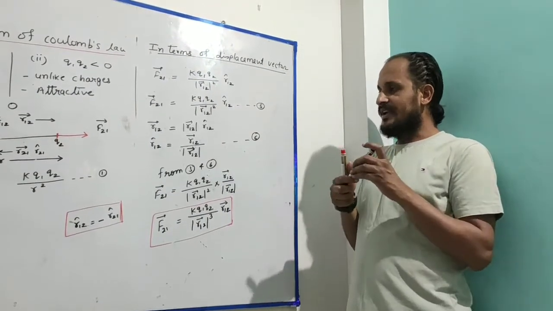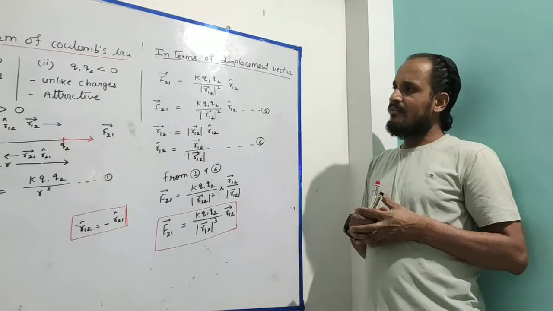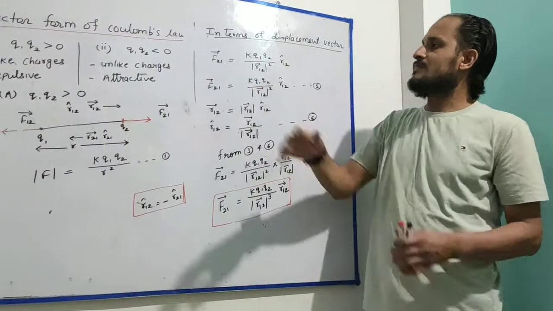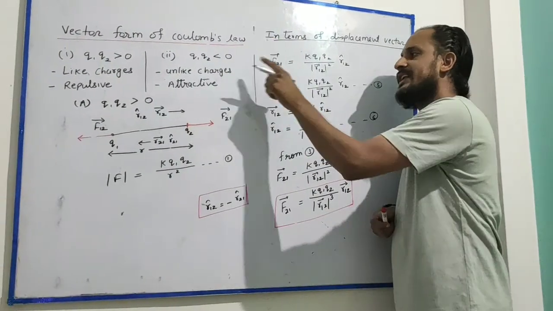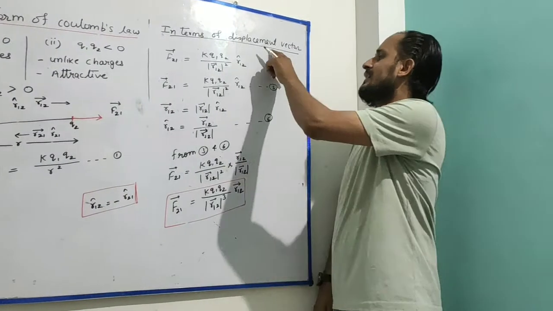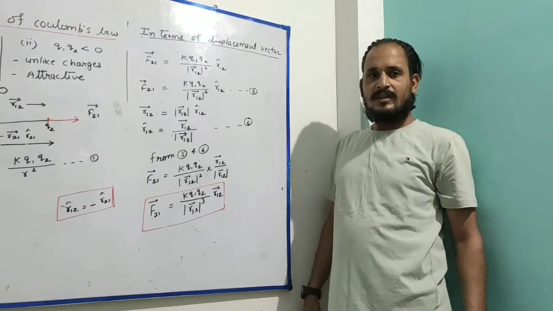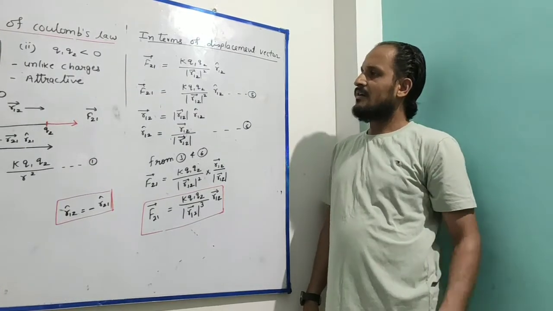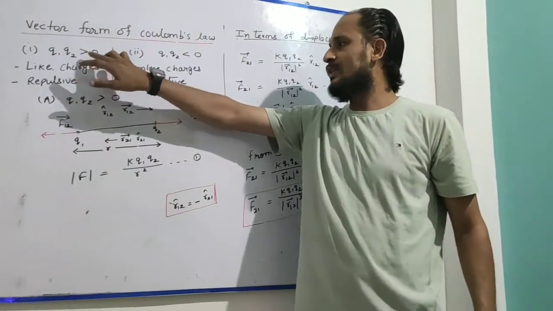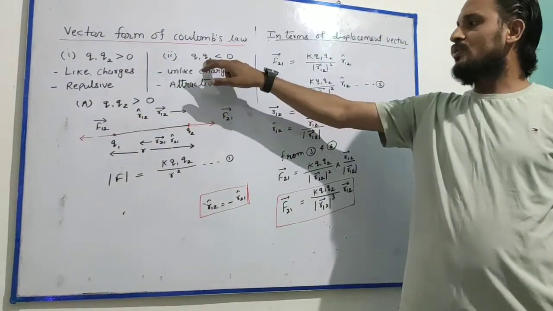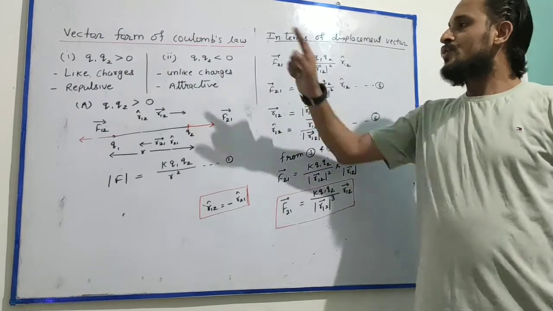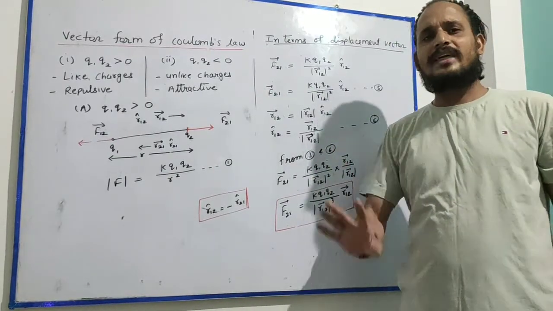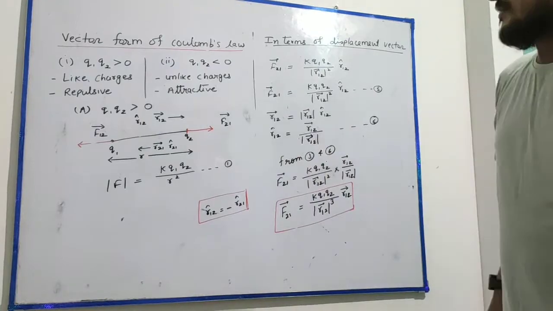Two things we have completed here from this topic. We have completed the vector form of Coulomb's law in terms of unit vector and in terms of displacement vector. Now you have to remember two things. First, the meaning of q1 q2 greater than 0, and the meaning of q1 q2 less than 0. Second, you should know the vector form of Coulomb's law in terms of unit vector only, not more than that.